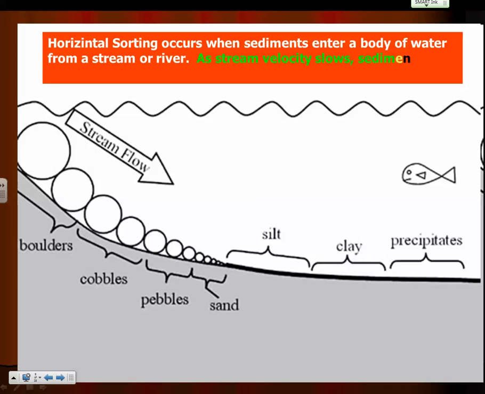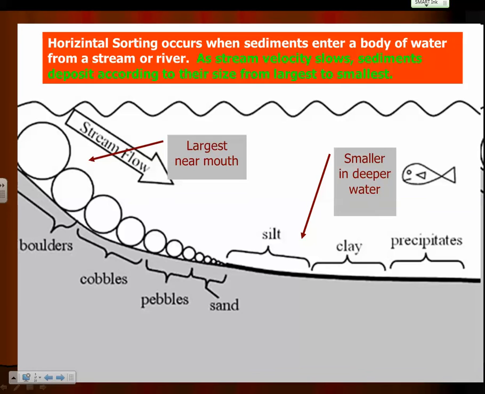This occurs when sediments enter a body of water, and those sediments are carried in water that's now slowing down as it hits this larger body of water. And they're going to settle in terms of their size, from largest to smallest. So here we see our biggest sediments settling first, and then they get smaller. And as they get smaller, over time they might get buried and turned into sedimentary rocks.